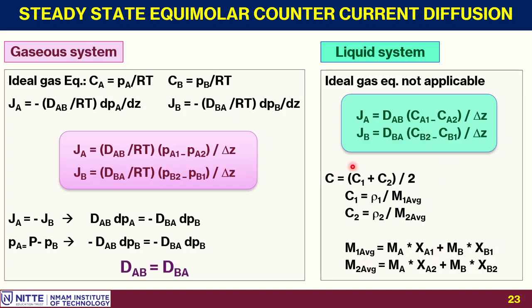So Cb2 can be written as C into Xb2. So this individual concentration can be written as its mole fraction multiplied by the total concentration. So this total concentration can be taken out. So, for example, in this equation you end up with J is equal to DAB into C, which is C average, into XA1 minus XA2 by delta Z. Equivalently, JB can also be written. So this is what we are going to end up with.